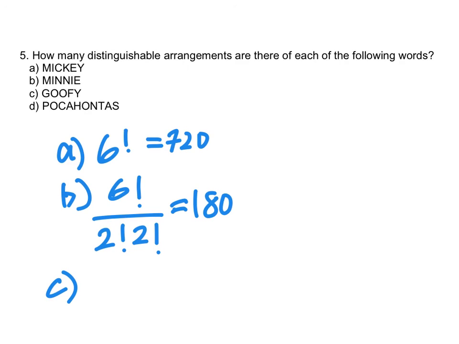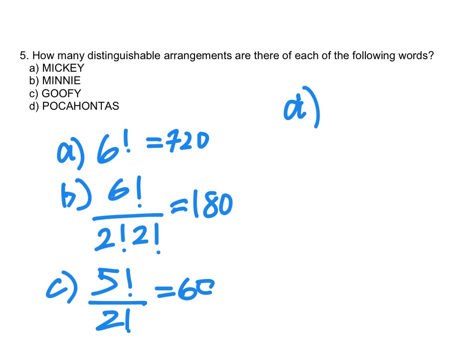Okay, C, Goofy. So 1, 2, 3, 4, 5 total letters. And we're going to divide by the number of identical terms factorial. So in our case, we've only got 2 identical because they're the O's. So divided by 2 factorial. And that's equal to 60.